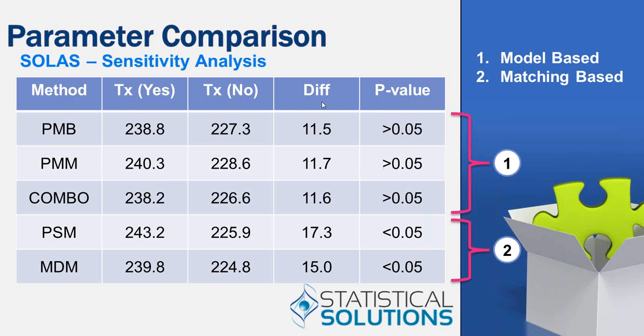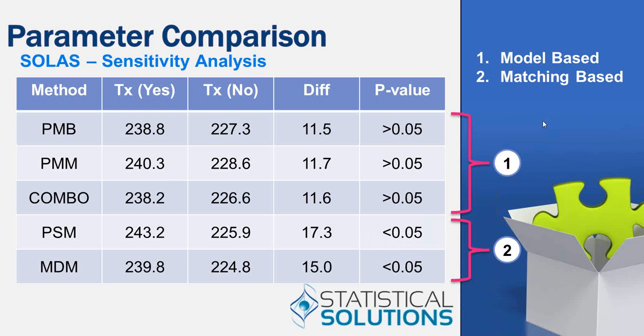So here, if you did all 5 methods, is a summary of the results. And you can see for the top 3 here, these are the model-based methods. The difference between the 2 groups is 11.5, 11.7, 11.6, and these all correspond to a not significant result. And then if you do the 2 matching methods, propensity score and Mahalanobis distance, you get a much higher difference between the 2 groups, and you get a result that is significant.